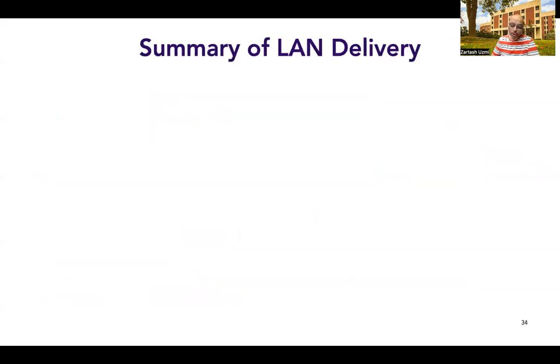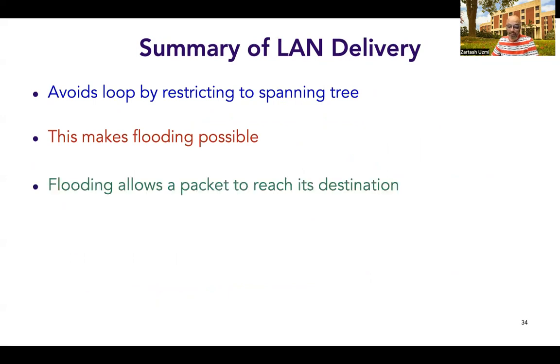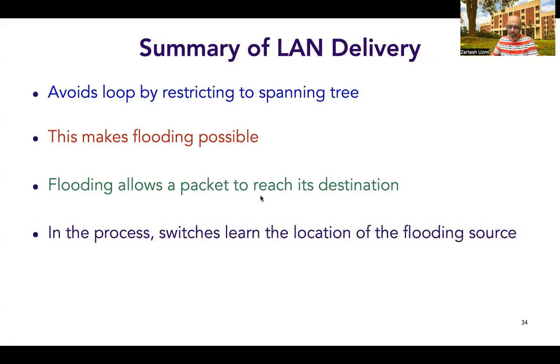Okay. So this is a quick summary of LAN delivery. LAN delivery avoids loops by restricting the transmissions to the spanning tree. This makes flooding possible. You will be able to do flooding. However, you try to avoid the flooding by making use of the learning process. So flooding allows a packet to reach the destination, and only one copy will reach the destination. And in this process, switches will learn the location of the flooding source. There is no explicit route computation per se, but you will be able to send the packets to the destination. And the flooding will be avoided by using the learning process.